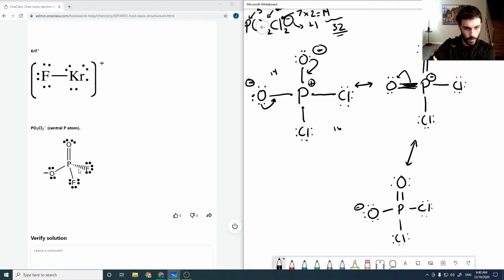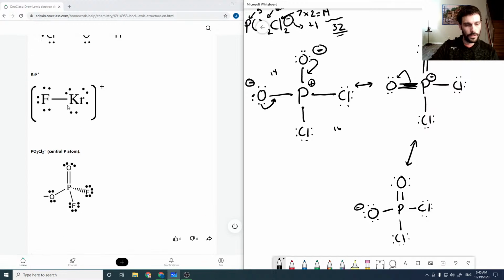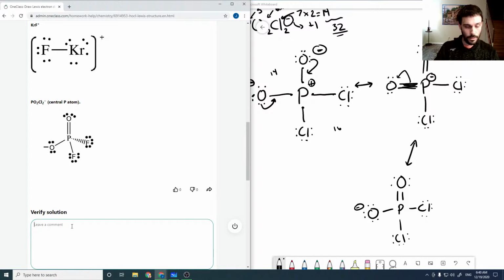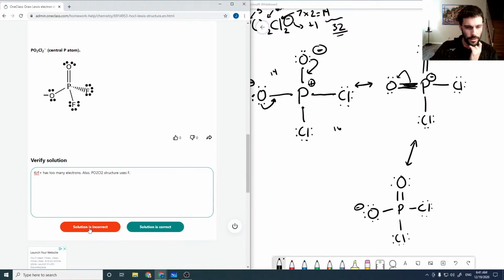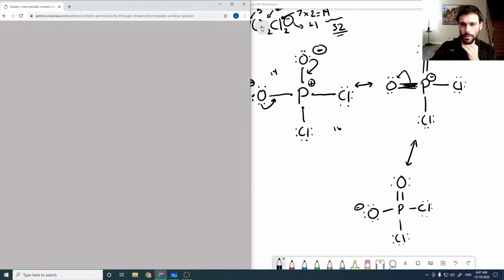So it's just the fluorine should be chlorines. I'm going to have to say it's incorrect though, just because the KrF plus solution has too many electrons. Also, the PO2Cl2 structure uses fluorines. So I'm just going to say it's incorrect because of the KrF plus solution there, but for the most part it was correct.